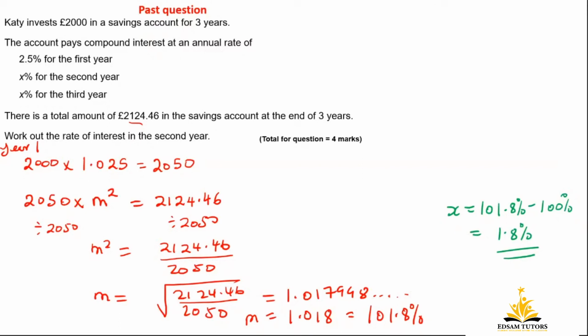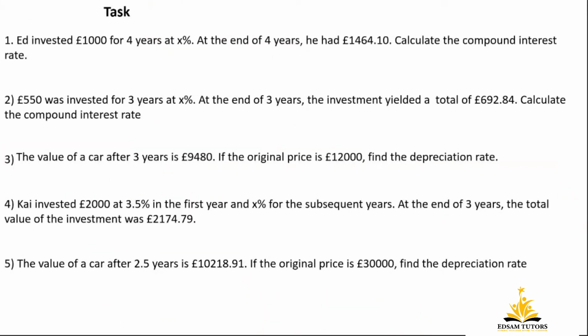So I hope this makes sense. I've got some questions here that you can have a go at, just 5 questions. Press pause, and then after you can check the answers. So hopefully you got that right. The rates we got were 10%, 8%, 21%, 2.5%, and 35%. And these are some of the good 4-mark questions that you could get in your GCSEs that a lot of students do not get full marks for.